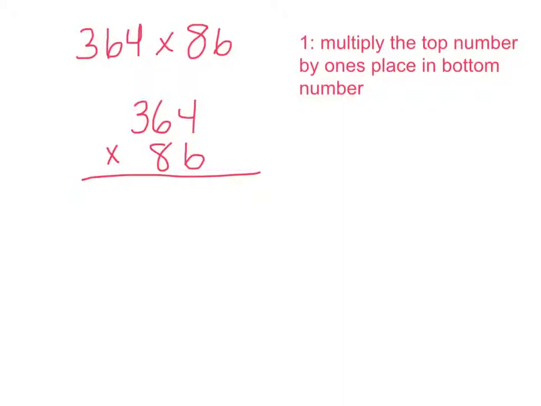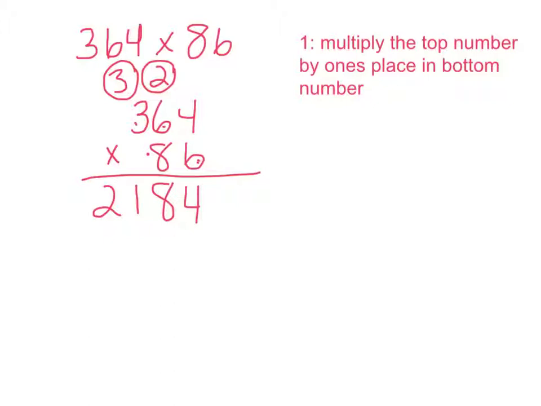6 times 4 is 24. Got the 4 down here. Got to carry the 2. Then I've got 6 times 6 is 36 plus 2, 38. Carry the 3. 6 times 3 is 18 plus 3, 21. Okay. So that's my first step. I multiplied the top number by the ones place in the bottom number.